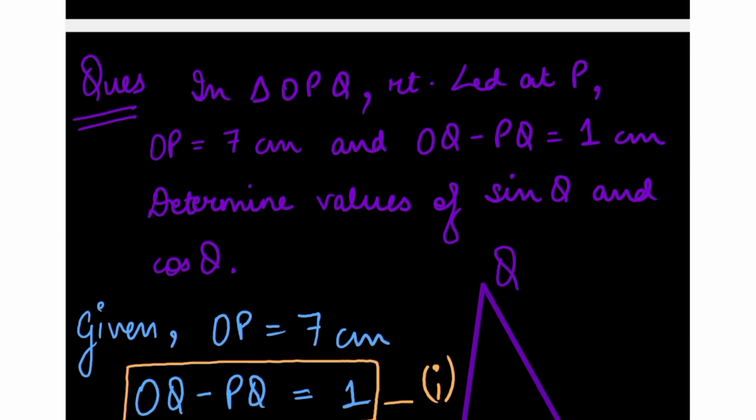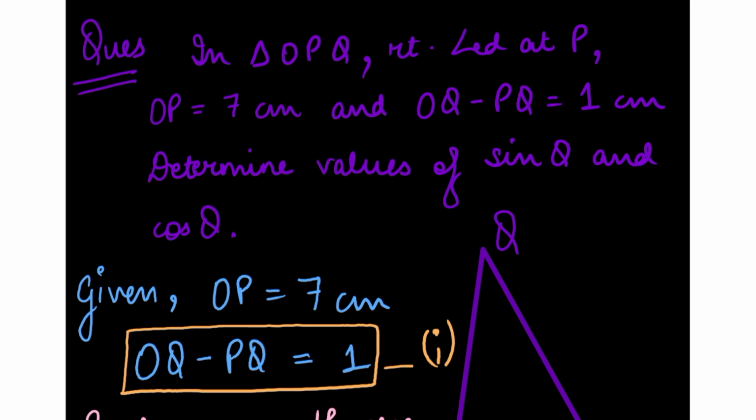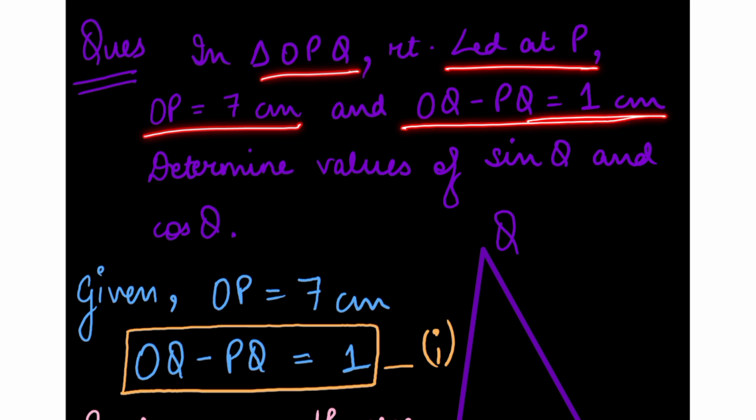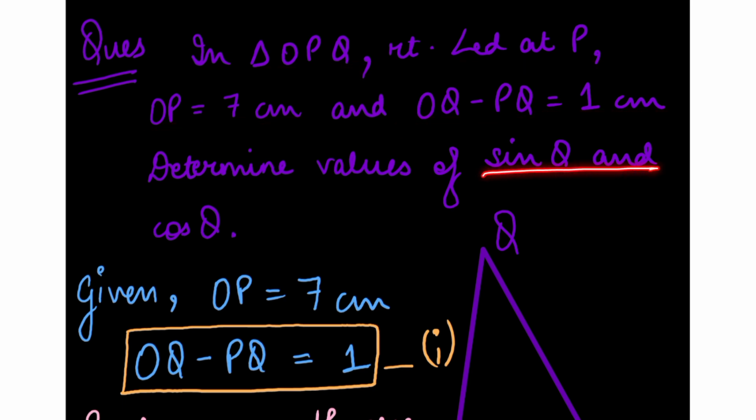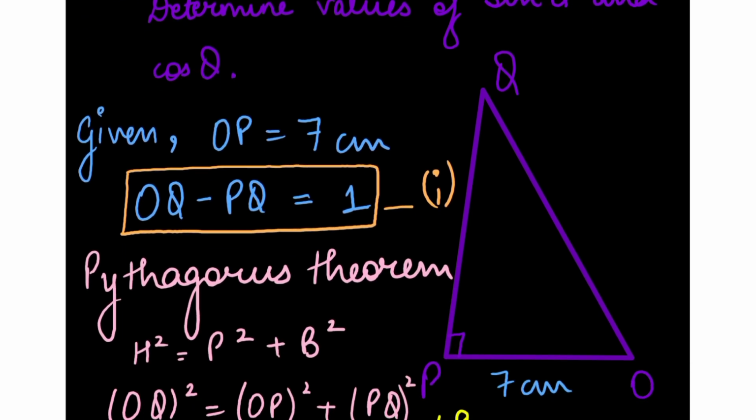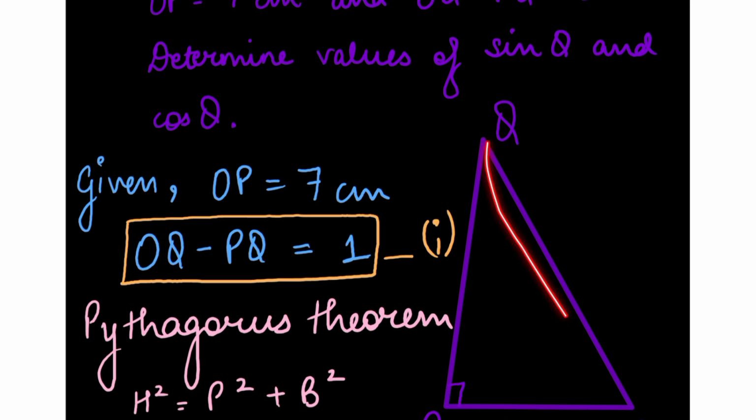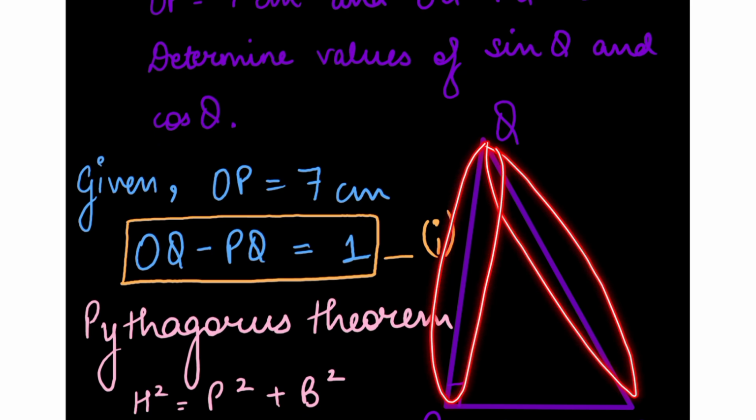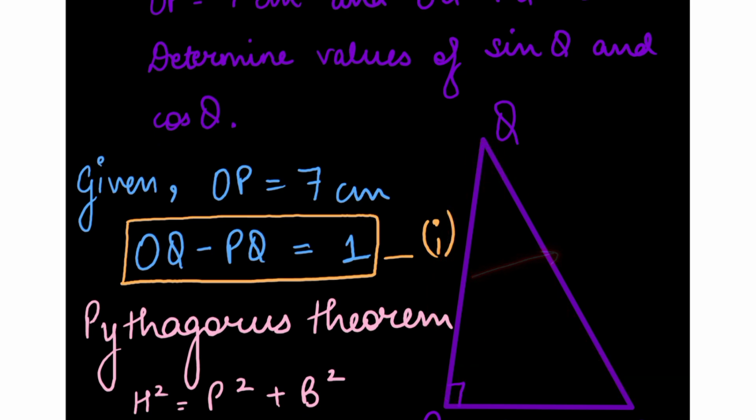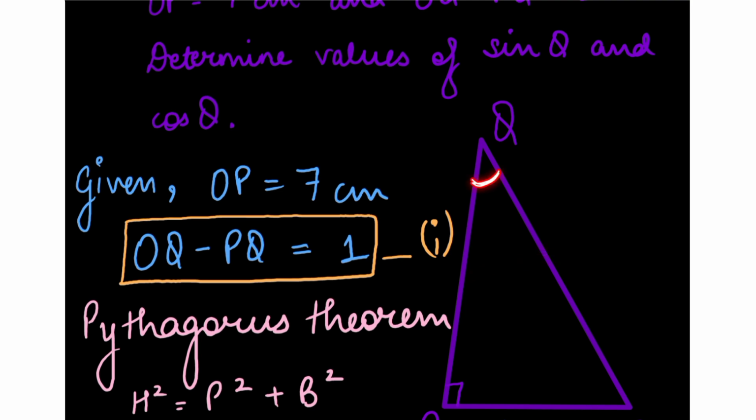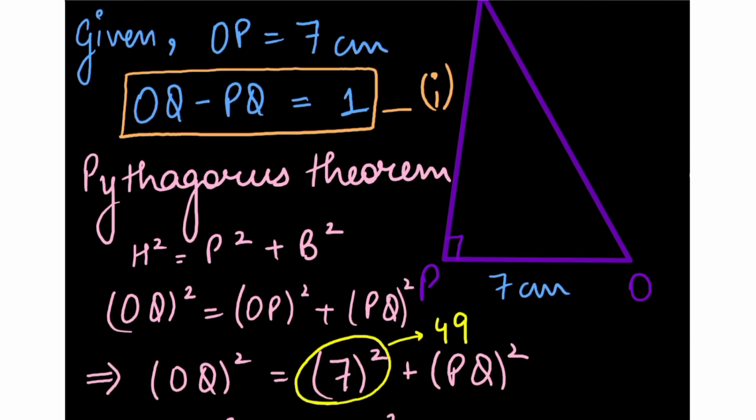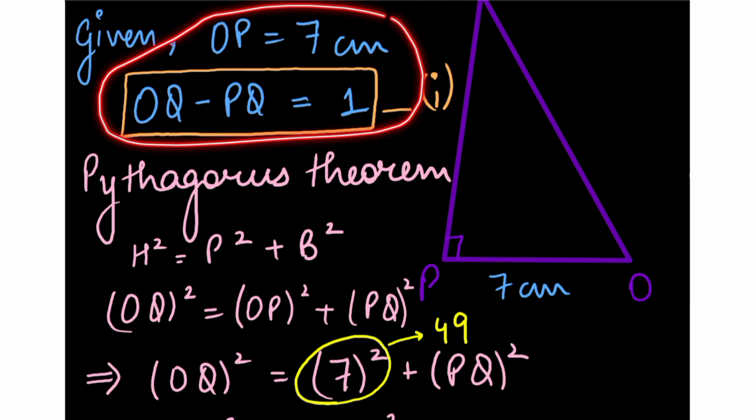Now the next question. In triangle OPQ, right angled at P, OP is 7 centimeters, OQ minus PQ is 1 centimeter. Determine the value of sin Q and cos Q. So this is a triangle in which this is 7 centimeters and the difference between this side and this side is 1 centimeter. We need to find sin Q and cosine Q. So these are the two things that we have been given in the question.